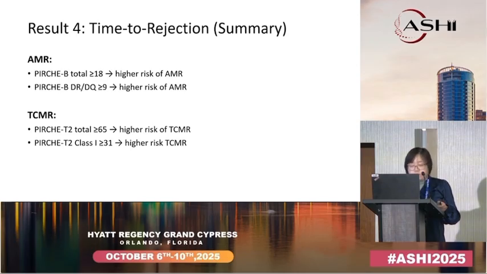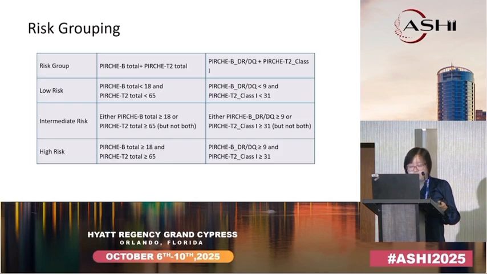In summary, I just want to make it clear: for antibody-mediated rejection, higher PIRCHE-B total scores and DRDQ scores can predict high risk of AMR. And for T cell-mediated rejection, a PIRCHE-T2 total score greater than 65 and class 1 greater than 31 can indicate TCMR development. Then we combined those scores into a composite risk model.